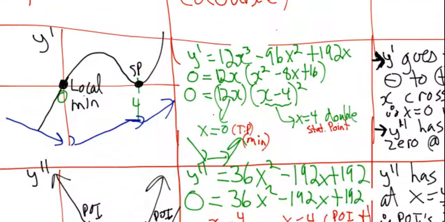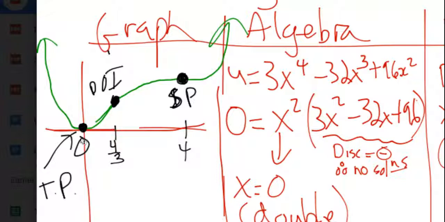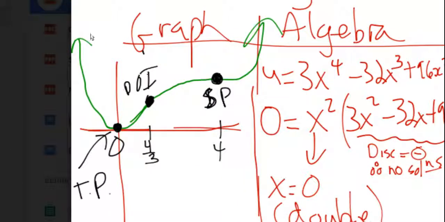Now we have enough information to go back up and draw our original graph. We knew that we had a minimum at 0, we had a point of inflection at 4/3, and we had a stationary point at 4. So this is reasonably easy to sketch. I know the end behavior is high and high because its leading term is 3x to the 4th. So that means 3x to the 4th comes down, it bounces at 0, which is a local minimum. And then there's a point of inflection where it changes from a smile to a frown at x equals 4/3. And then once it reaches 4, the concavity changes again.